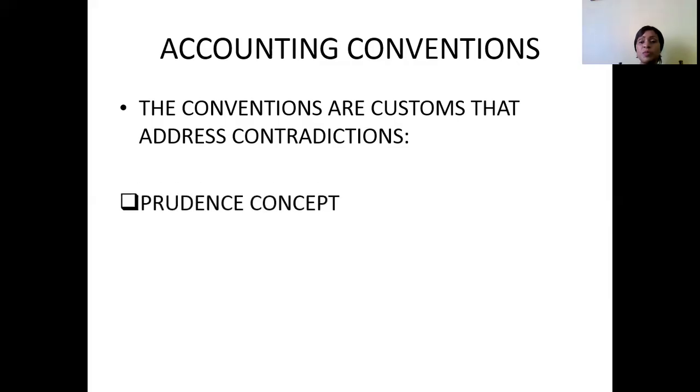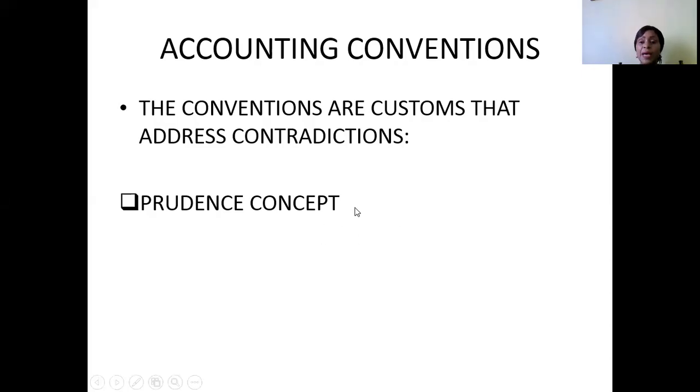So this includes, number one, the prudence concept. The prudence concept is also known as the conservatism concept. And according to this concept, the accountant should play it safe, which implies that given two or more alternative ways of dealing with an item, select the option that does not exaggerate the profit or the economic benefits.